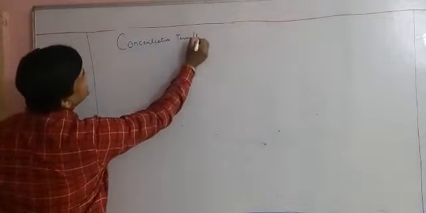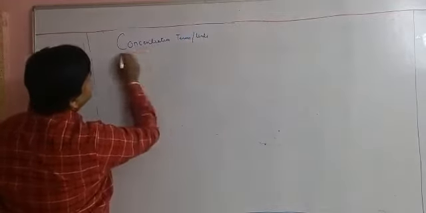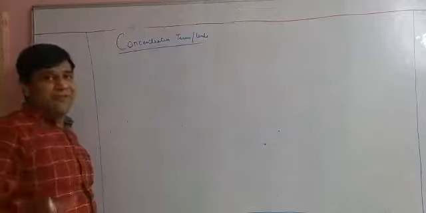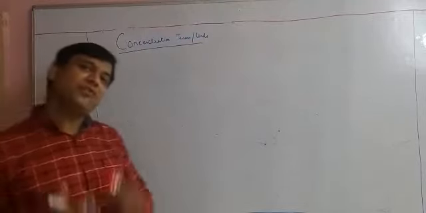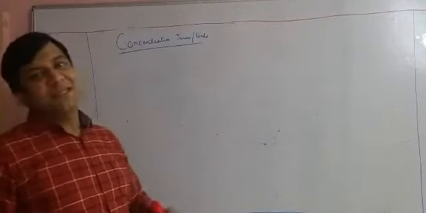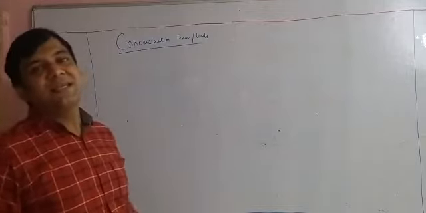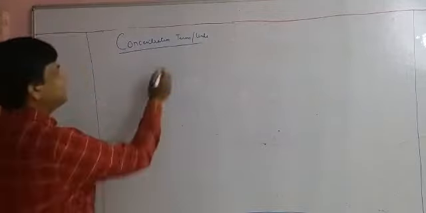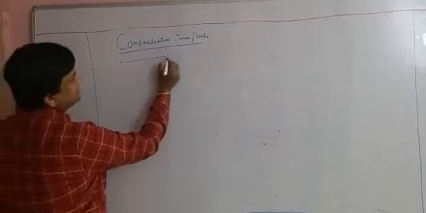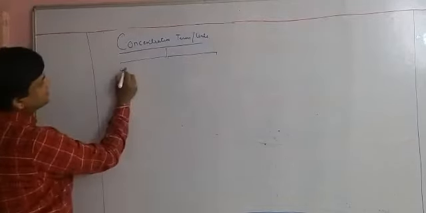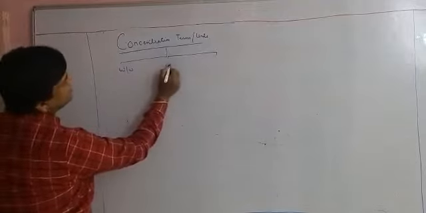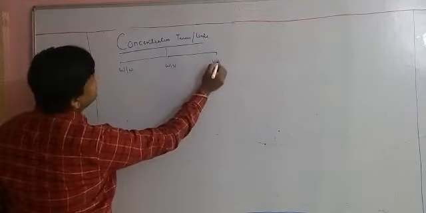Or we can say concentration units. Those units by which we can find out the concentration of the solution are called concentration units, and these units are categorized into three types. First is W by W, second is W by V, and the third is V by V.